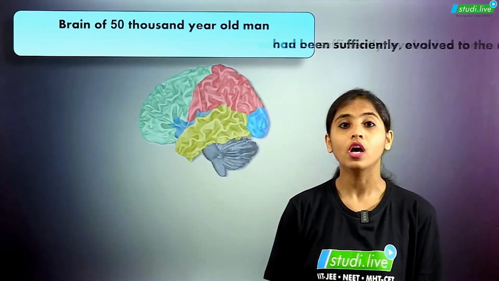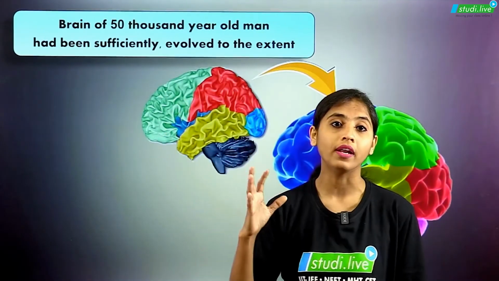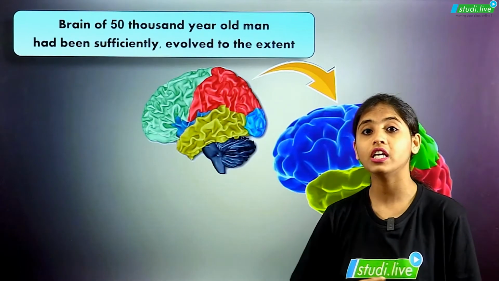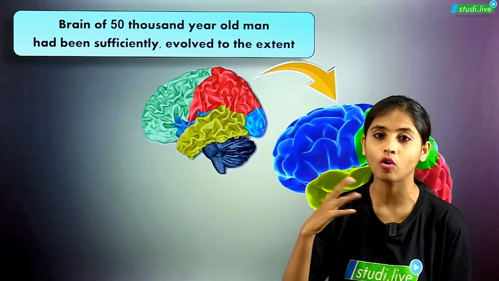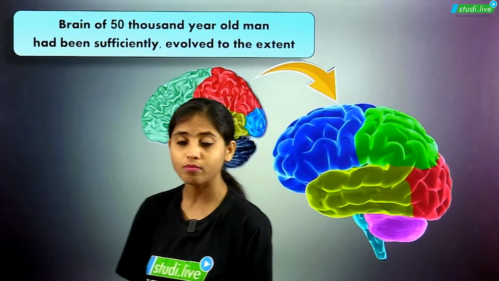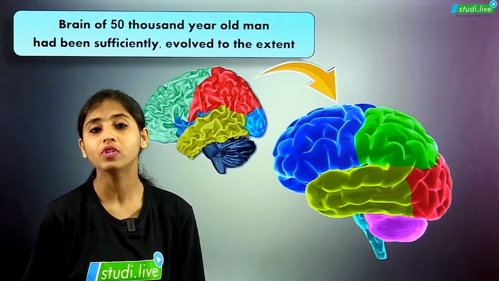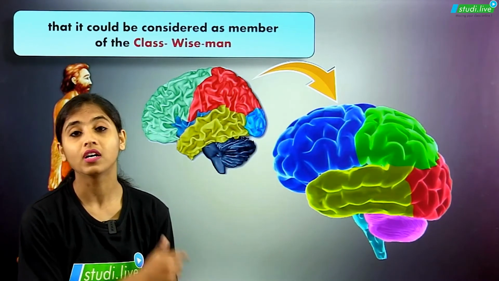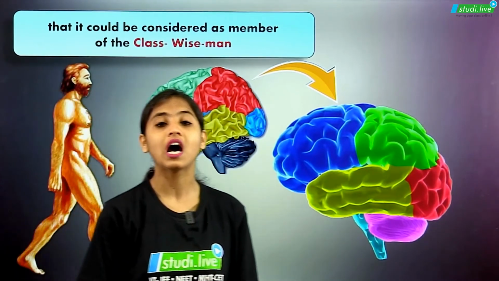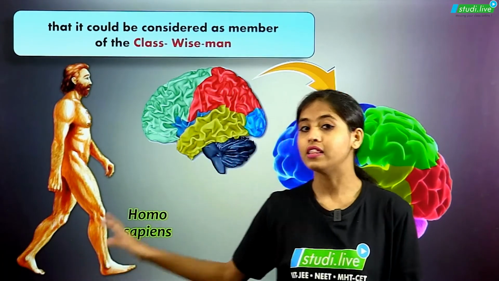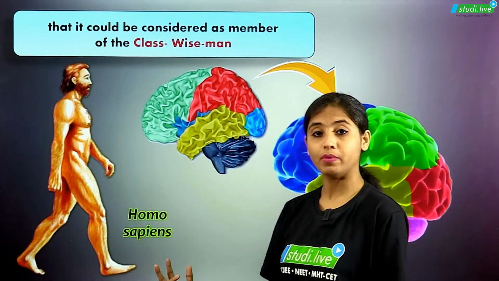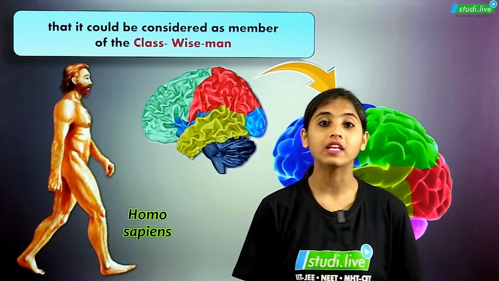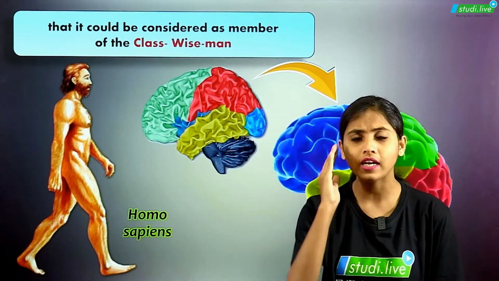Let's proceed towards the next, that says about 50,000 years old men had been sufficiently evolved to the extent. हमारा ब्रेन और बढ़ता गया, more abilities to grasp the thing, to improve the skills. Okay, ये सारा कुछ हम करने लगे. And what happened? This is being considered as a member of the class wise men, and that is called as Homo sapiens. Homo sapien is what? It is also called as a class wise man. Can you understand the journey, student? कहां से कहां पर हम आए हैं? Can we all relate to it?